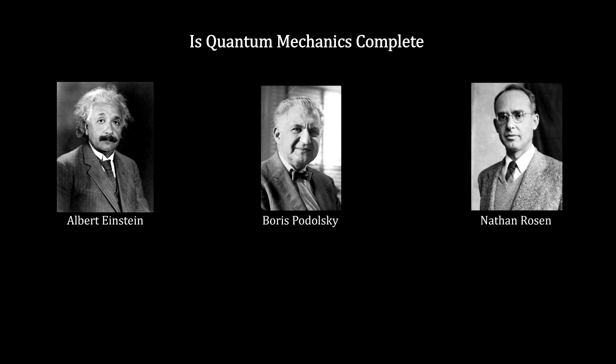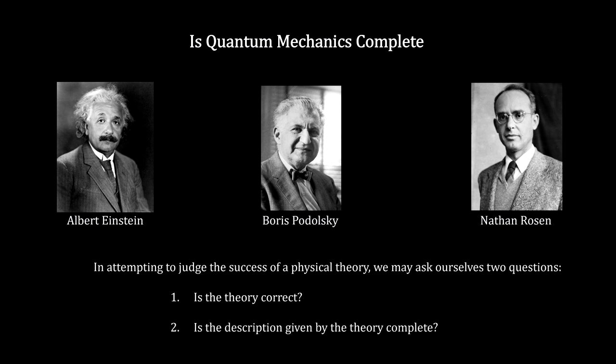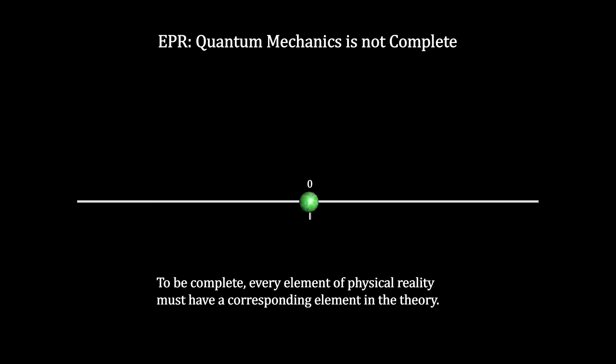In 1935, Einstein, along with Boris Podolsky and Nathan Rosen, argued that quantum mechanics was not complete as a theory. They wrote that, to be correct, the theory must match what we observe through experiment and measurement. To be complete, every element of physical reality must have a corresponding element in the theory.